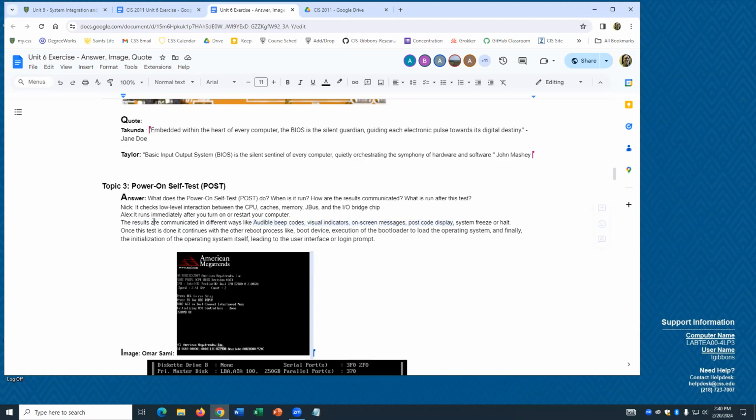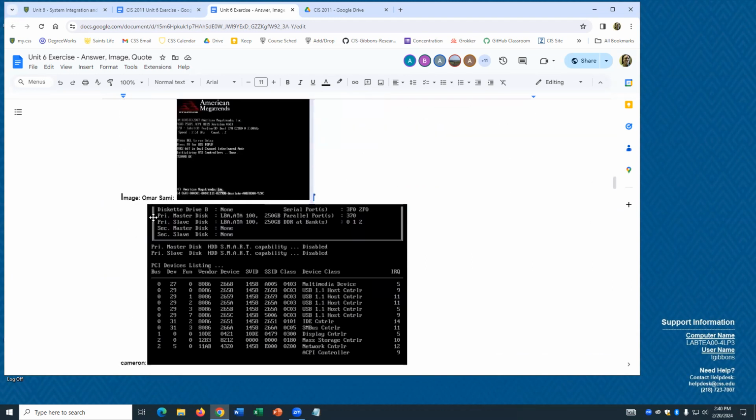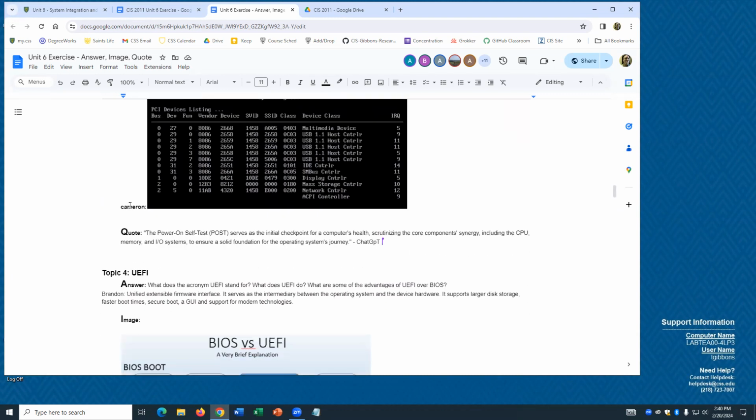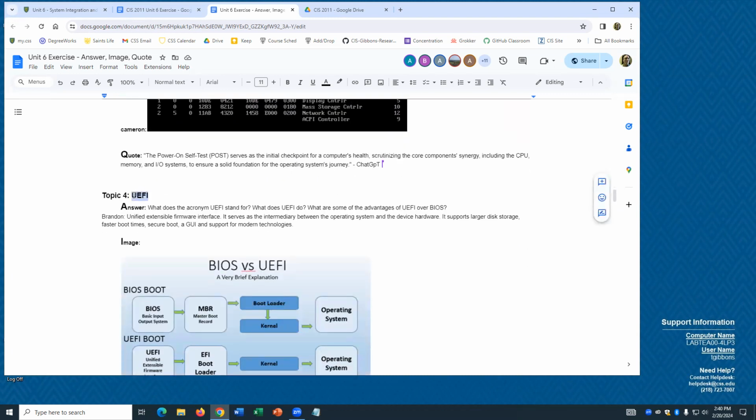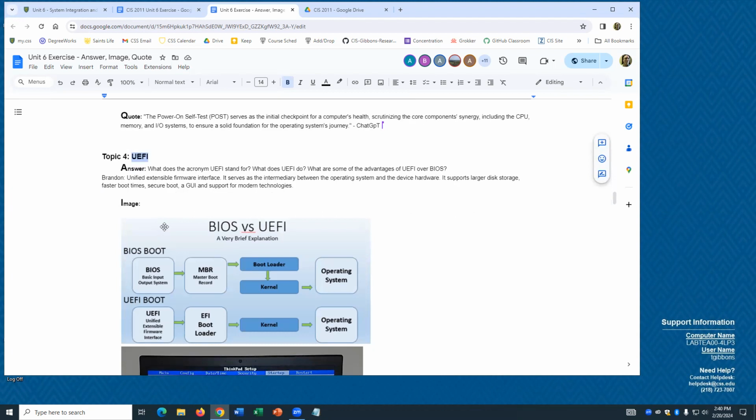Okay, yeah, that's the power on self-test. How about UEFI? What is this like? And how is it replacing BIOS from this?